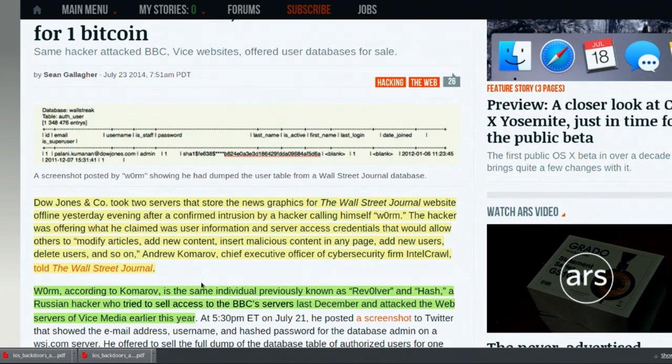Dow Jones and Company took the server down, and he says that the server stored news graphics and that kind of stuff. The hacker's name is Worm, W0RM. He said it was credentials that would give you server access and allow you to modify articles and add new content, insert malicious content into any page, add new users, delete users, and so on for the Wall Street Journal's website.